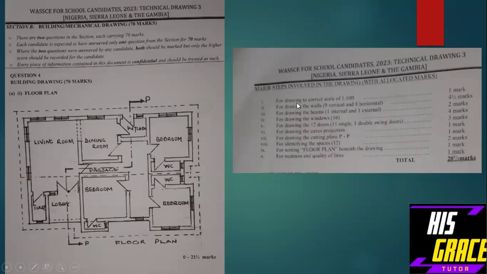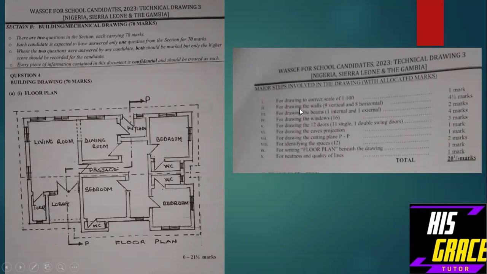Here we have the major steps involved in the drawing with allocated marks. For drawing to the correct scale of 1:100, 1 mark. You are expected to follow the scale given to you. As you have seen in most of my work on my channel, whenever we construct the building plan, we make use of the scale given. In this drawing they gave a scale of 1:100, so you have to divide each dimension by 100. If you make use of the scale given to you, you will receive 1 mark.